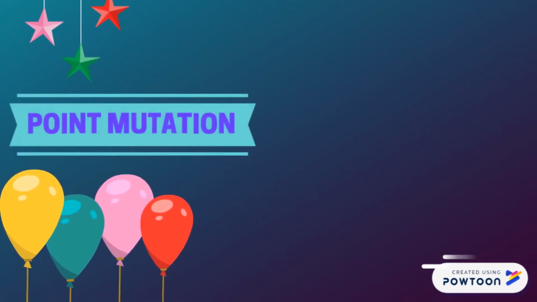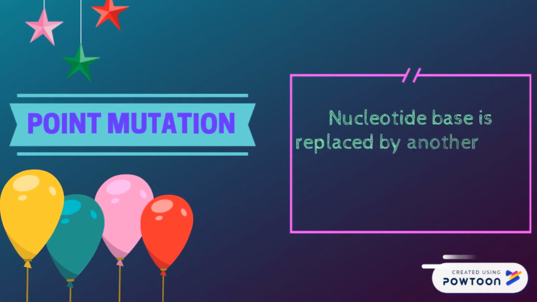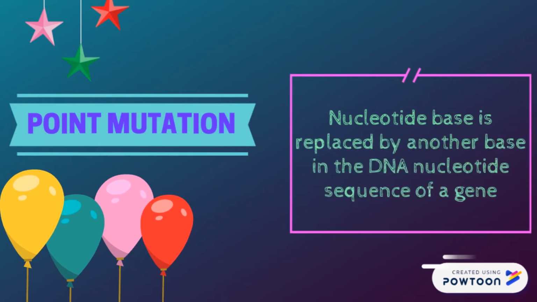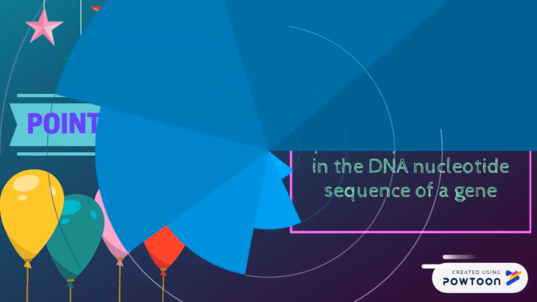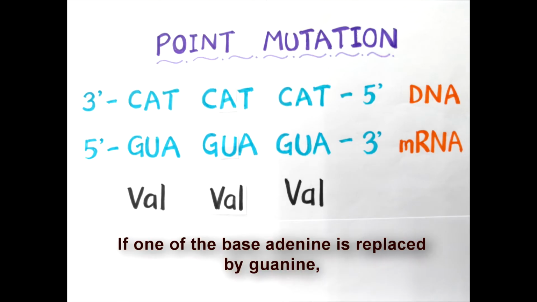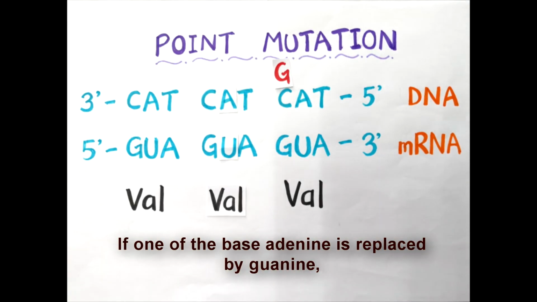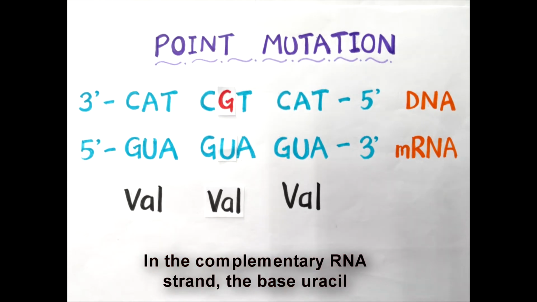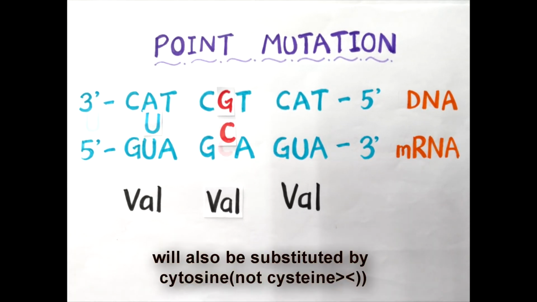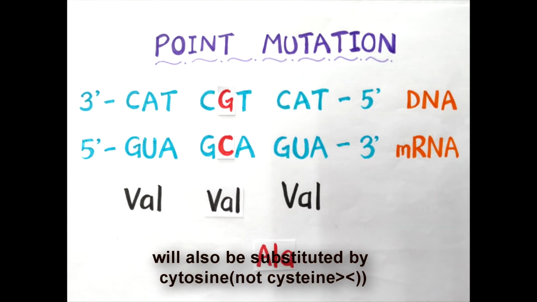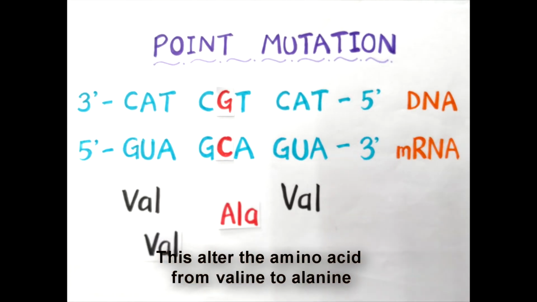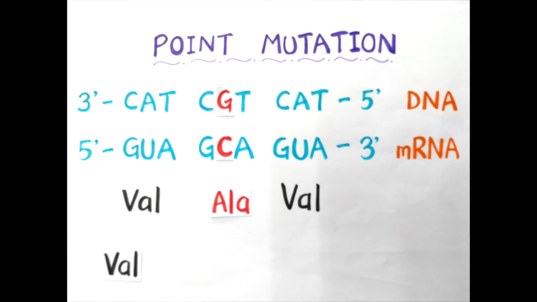Point mutation occurs when a nucleotide base is replaced by another base in the DNA nucleotide sequence of a gene. If one of the base adenine is replaced by guanine in the DNA strand, in the complementary RNA strand, the base uracil will also be substituted by cytosine. This alters the amino acid from valine to alanine.